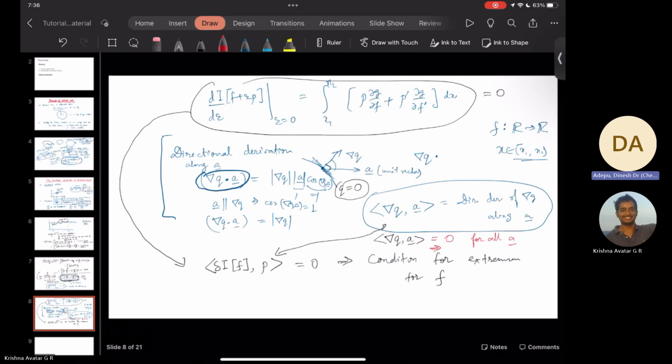So for every direction, say that at a point you found that Q is maximum or extremum. You are saying that whatever direction you go, like A is the direction here, whatever direction you take, the variation is zero.